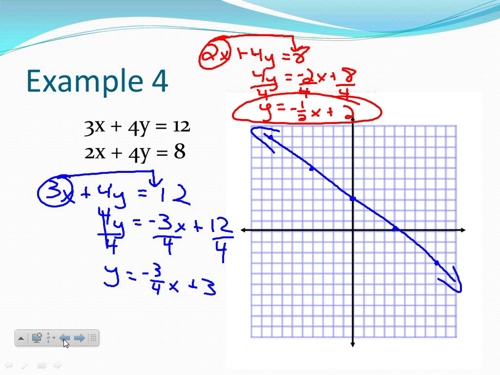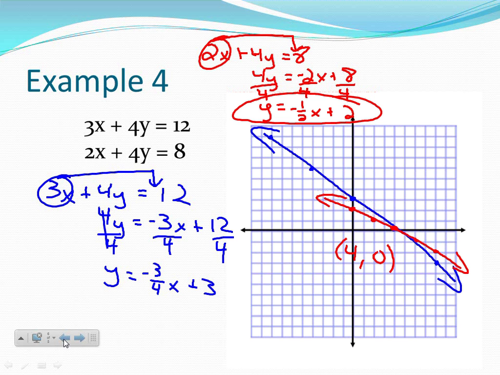Did everybody get y equals negative 1/2 x plus 2? Okay. So from there, my starting point is up 2, and then I'm going to go down 1, right 2, down 1, down 1, right 2, down 1, right 2. And so where is my point of intersection? 4, 0. Right 4, up or down 0.